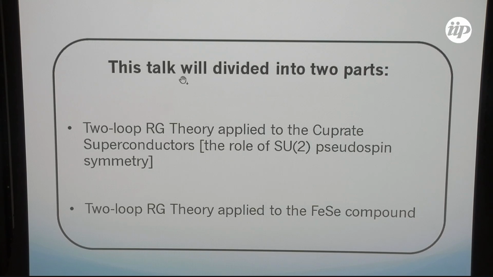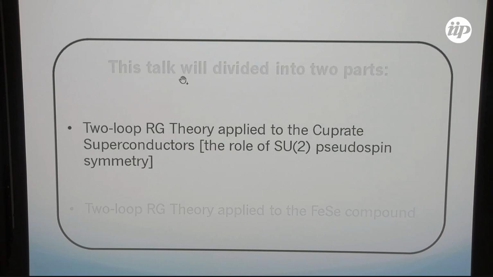Okay, so my talk will be divided in two parts. In the first part of my talk, I'll be talking about a two-loop RG calculation of a model applied to the cuprates, and I'll explain the role of SU2 pseudospin symmetry. And in the second part of my talk, I will use the same framework to discuss a model to describe iron chalcogenides. Specifically, I will focus on the iron-selenide compound.